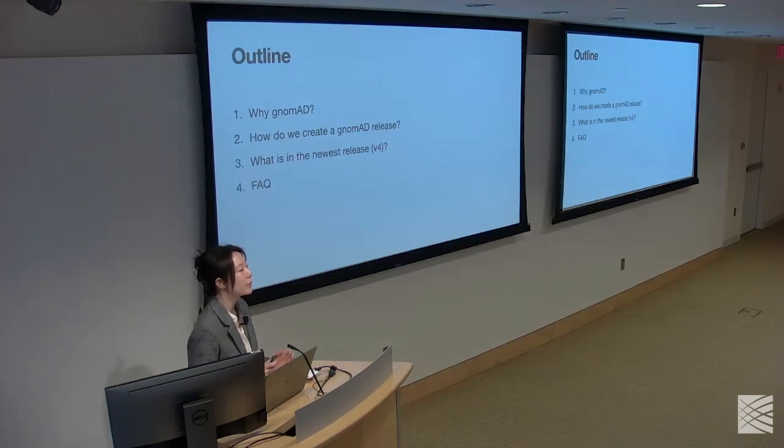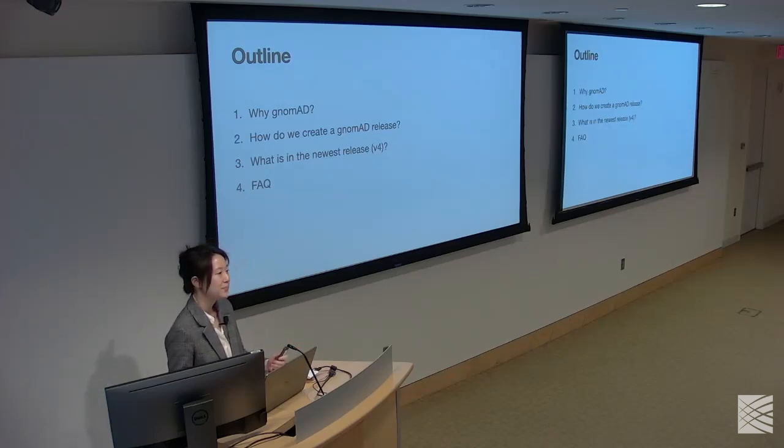So I'll go through four major points in this talk. The first one will be why gnomAD. So why do we care about gnomAD, and why did we create a database like this? In the second section, I'll talk about how we actually created the gnomAD release, so version 4, and this will be an abbreviated overview because obviously it takes more time than I have to talk about how we make this database. In the third section, I'll talk about what's actually in the newest release, so version 4, and then I'll wrap up with a few of the most frequently asked questions our team has received since the release.